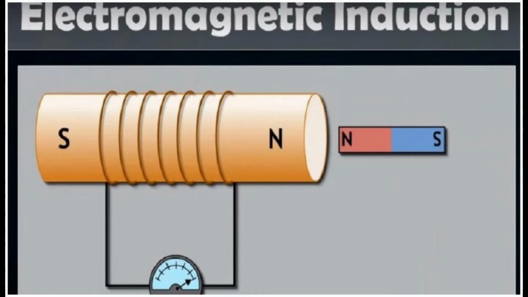Welcome to physics class. Today we will discuss electromagnetic induction. The phenomenon of generation of an electric current in a circuit from magnetic effects, that is, by changing the magnetic flux linked with it, is called electromagnetic induction.